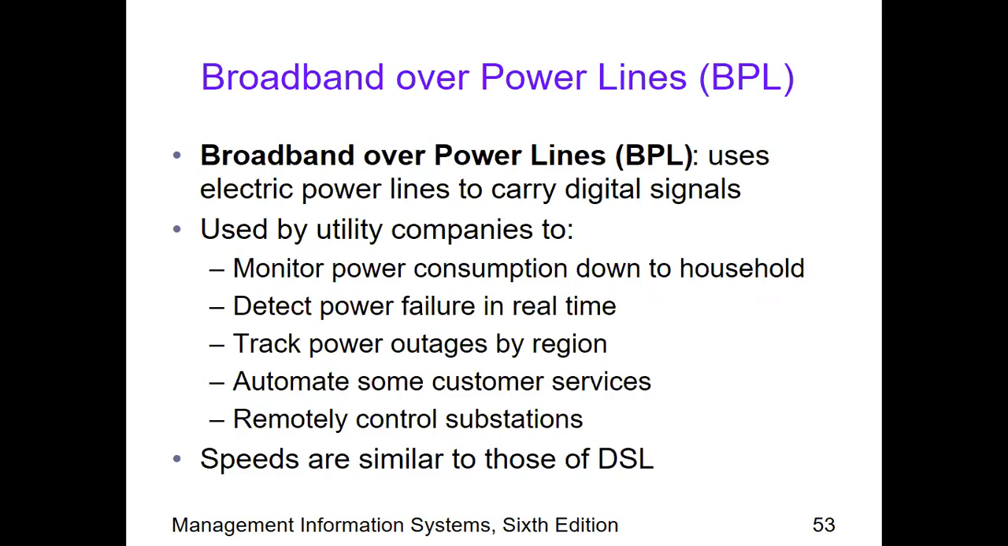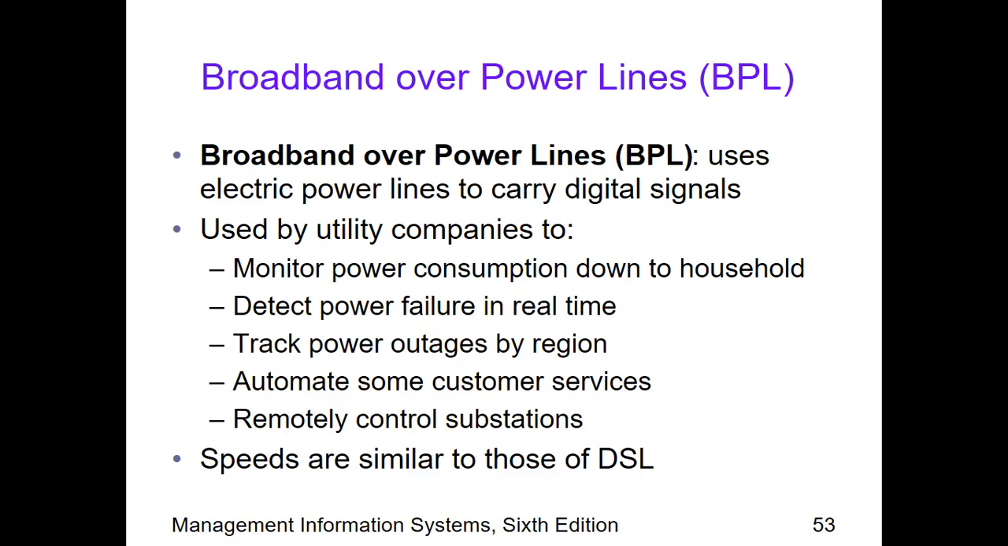Next is BPL or broadband over power lines. This uses electrical power lines to carry digital signals, used by utility companies to monitor power consumption down to the household, detect power failure in real time, track power outages by region, automate some customer services, and remotely control substations. So basically, there is real-time detection of problems. There would be easier monitoring because data and information would be readily available by using BPL.